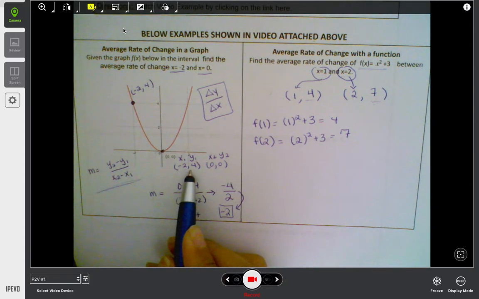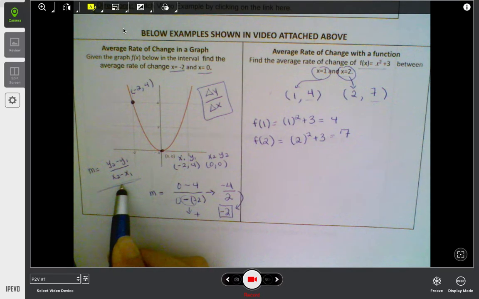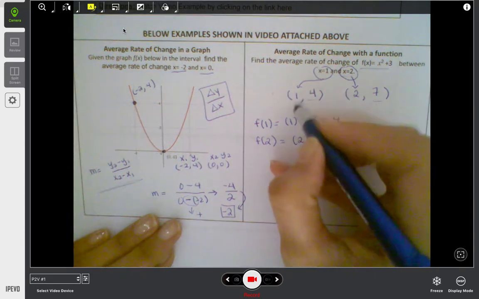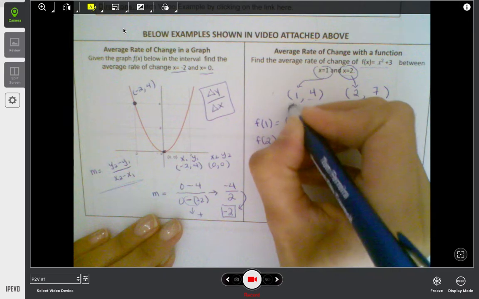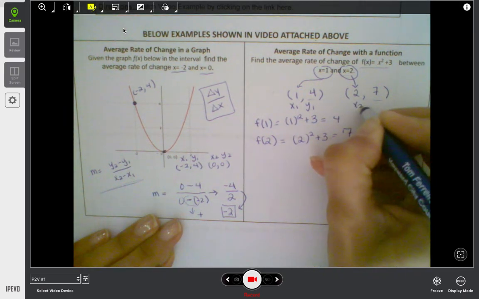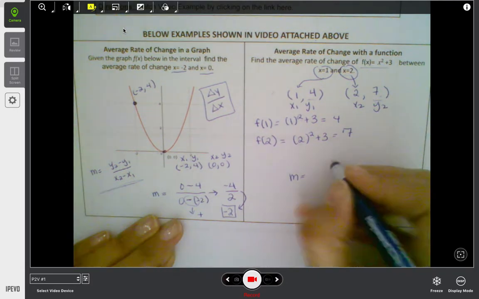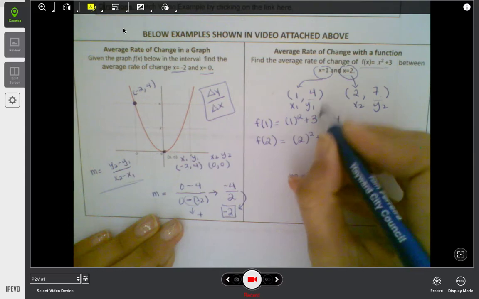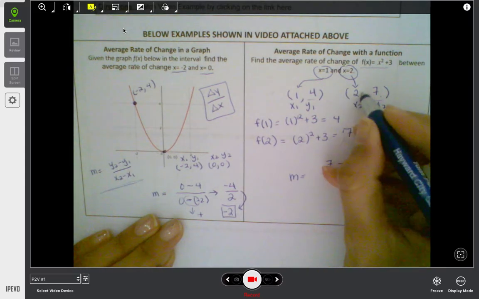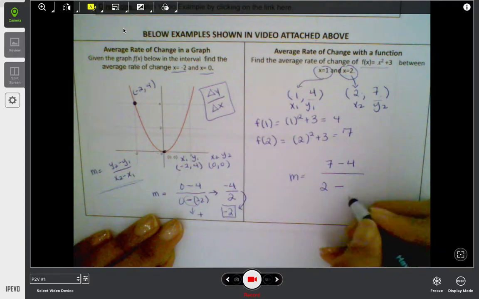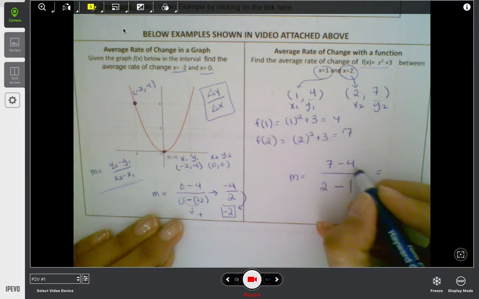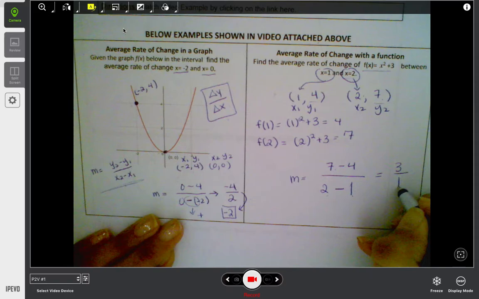Great. So now we have our two coordinate points just like we had here. To find the average rate of change, all we've got to do is put the coordinate points into the slope formula. So let's label this as x1, y1, x2, y2. Let's find the average rate of change between these 2 points. So y2 is 7 minus y1 is 4, over x2 is 2 minus x1, which is 1. 7 minus 4 is 3. 2 minus 1 is 1. 3 divided by 1, well, that's just 3.